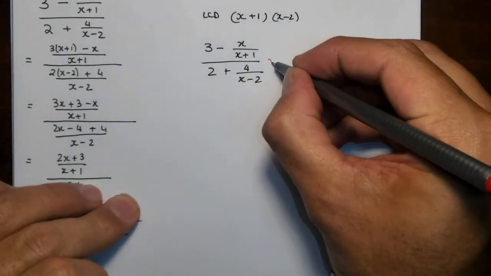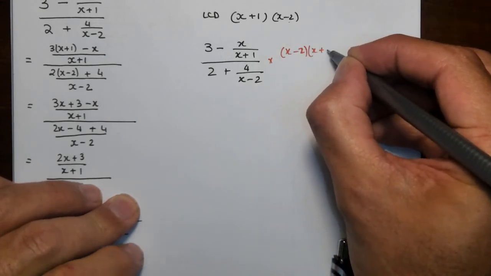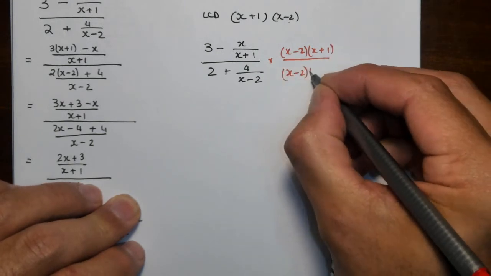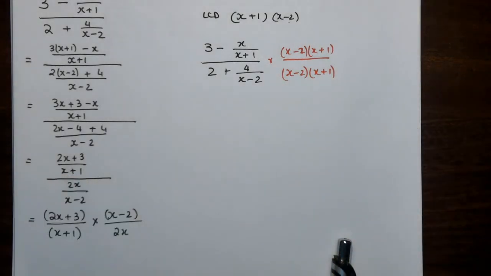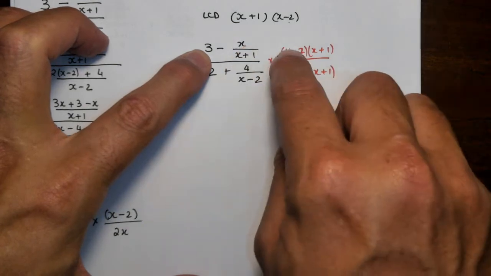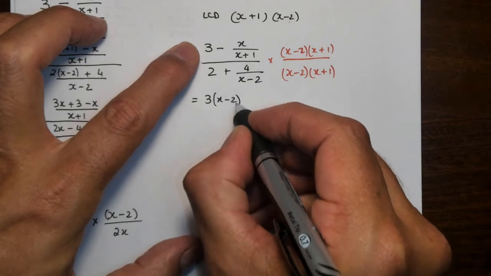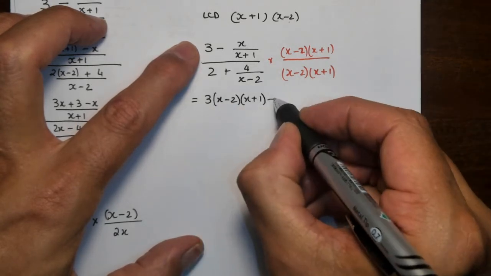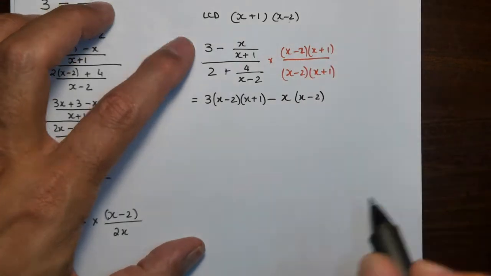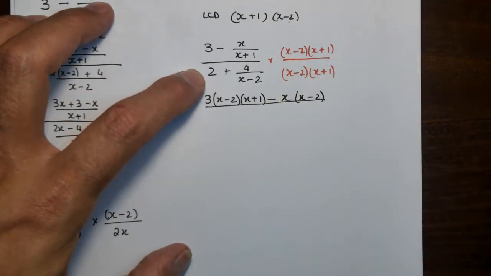So what do I do? I take the top and I multiply it with x minus 2 times the x plus 1, and the bottom, in other words the denominator, must be multiplied by the same thing. So at the end of the day I'm multiplying with 1. So now remember, the 3 multiplies with that and this multiplies with both of those. So this leaves me with 3 times x minus 2 times x plus 1 minus x times, and the x plus 1 cancels. So I'm left with x minus 2 divided by 2 times that whole thing over there.